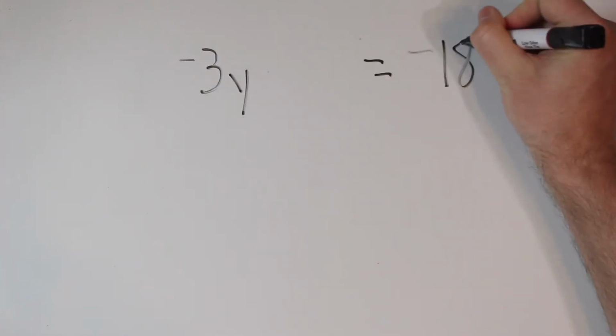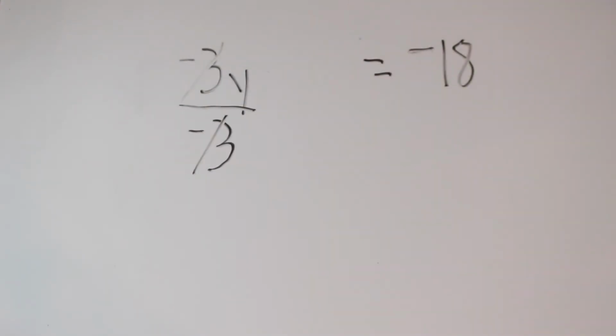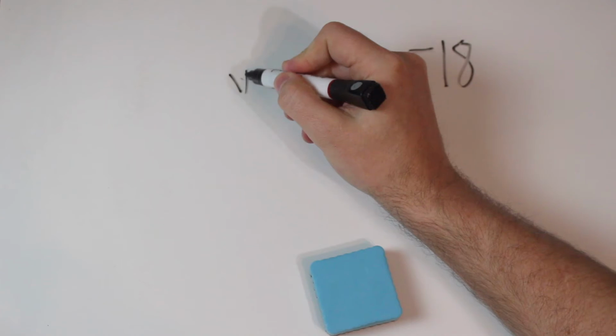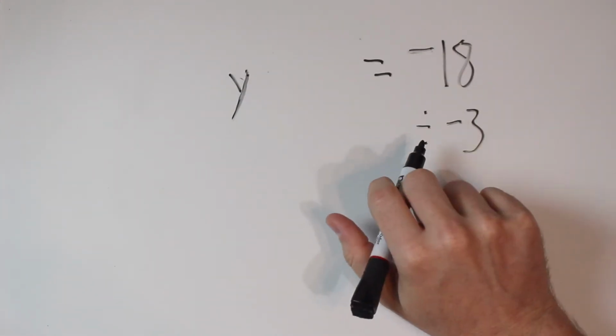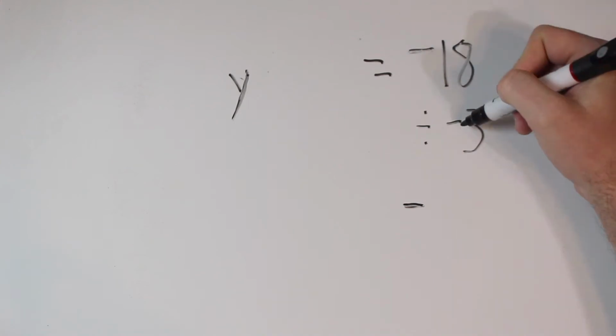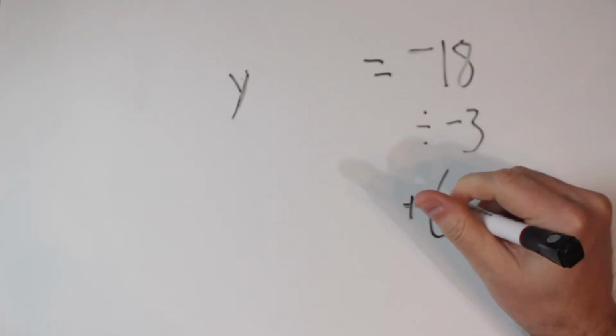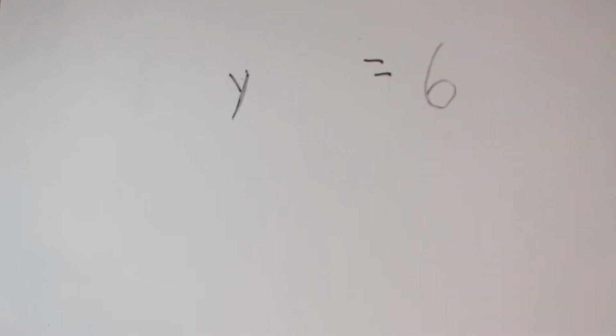Next, undo the multiplication operation by dividing both sides by negative 3. This side cancels everything except y. The other side has negative 18 divided by negative 3. Since both numbers are negative, they have the same sign, so the result will be positive. Negative 18 divided by negative 3 is positive 6. We're finished.